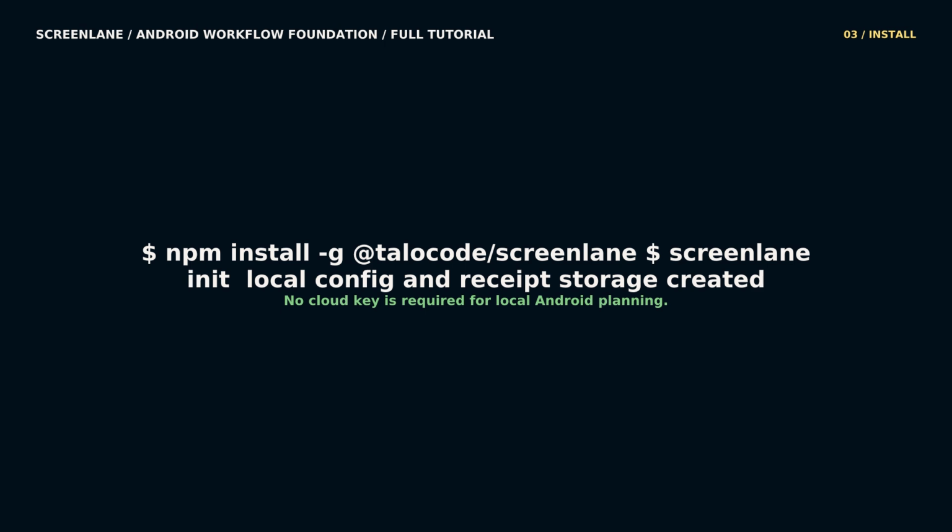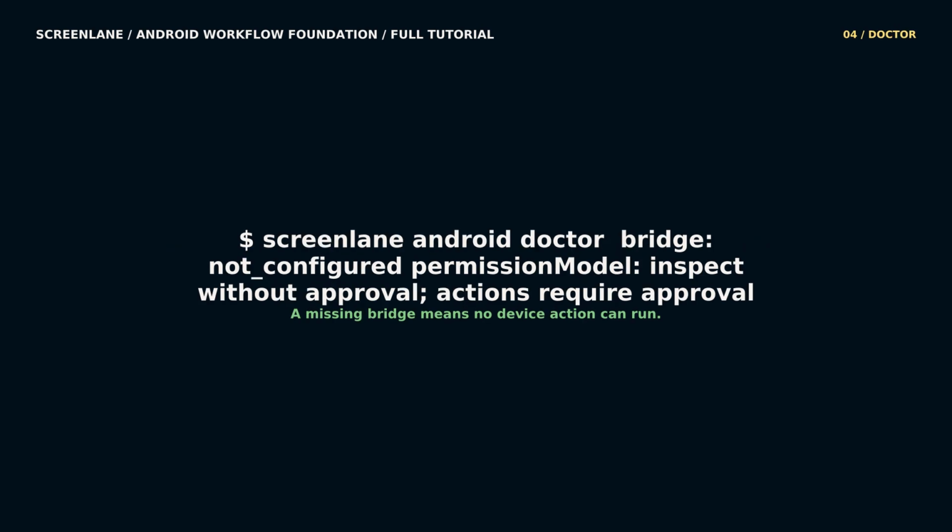On a clean setup, the bridge reports not configured. That does not mean Doctor has failed. It means ScreenLane is accurately telling you that it cannot execute a device action. The report also lists the permission model. Inspect is allowed without approval, while tap, type, and scroll require approval. Finally, it lists sensitive app classes that policy blocks.